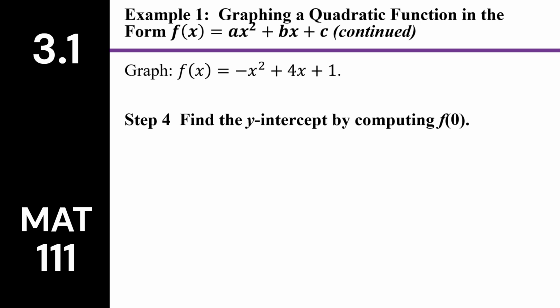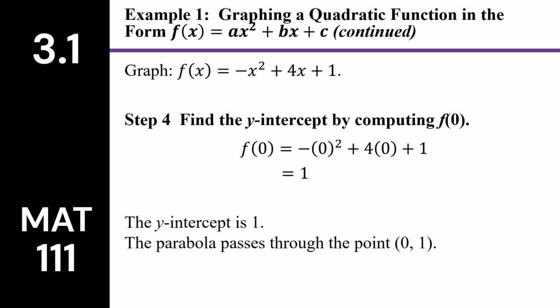Step 4 is to find the y-intercept by computing f of 0. When we substitute in a 0, the first and second term drops out, we just get the constant term. So the y-intercept is 1, so that means that the point 0, 1 is on our parabola.